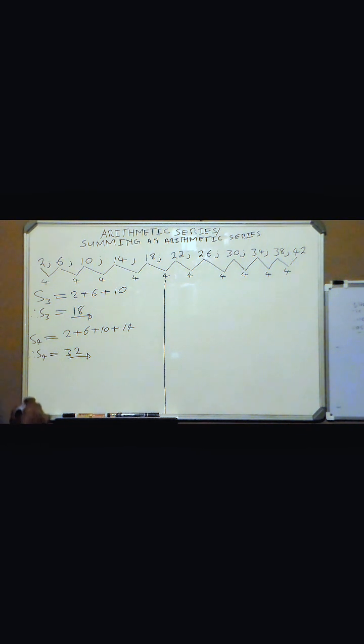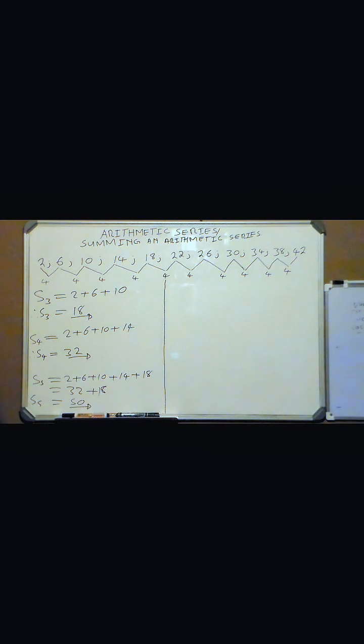Let's find the sum of the first 5 terms of the series. So this again will be 2 plus 6 plus 10 plus 14 plus 18. So 2 plus 6 plus 10 plus 14 gives me 32, plus 18. So S5 is equal to 32 plus 10 is 42, plus 8, this is equal to 50.